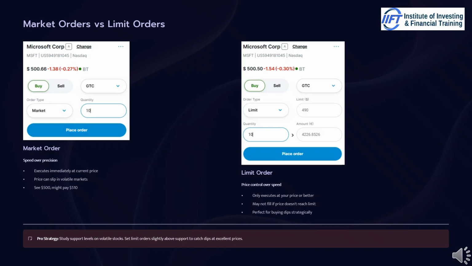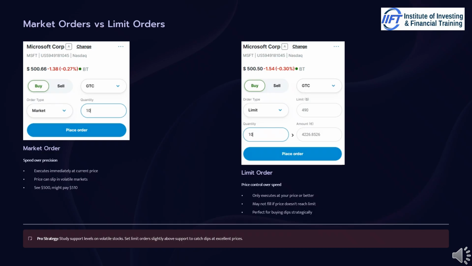Now, in our example here, on a market order, we're looking to buy Microsoft and the current market price is 500.66. We put in an order to buy a quantity of 10. It'll probably hit that price immediately and we'll get filled our 10 stocks, because Microsoft is very liquid and there's no real issue there. On the limit order, we're saying we want to buy 10 stocks, but only if the price is 490 or better. So if the price of Microsoft is bouncing around a bit, or any other stock, it may fall through the day and hit 490 and then get filled at that point.